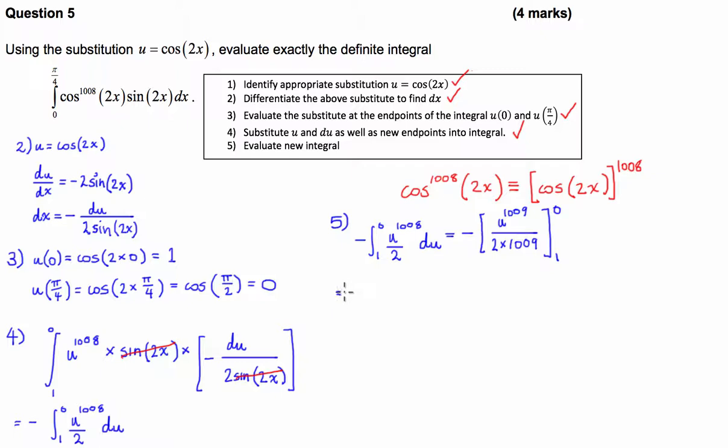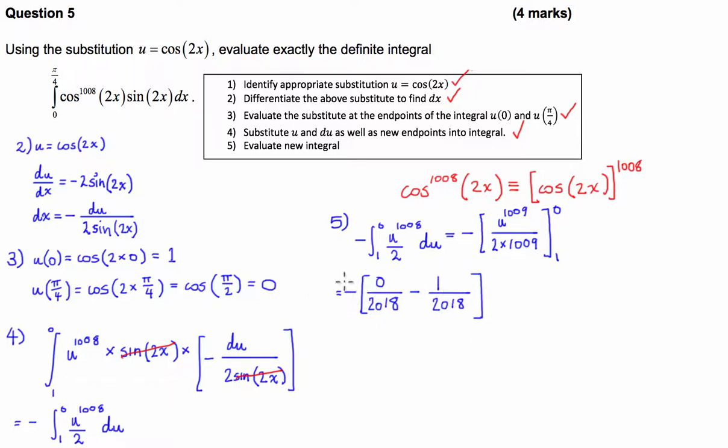We're going to keep our negative sign out the front. We've still got a square bracket because we have a definite integral. And now we're going to evaluate the integral at 0. So we have 0 to the power of 1009, which is still 0, over 2 times 1009, which is 2018. Not that it matters what the denominator is. Subtract, we're going to evaluate it at 1. So we have 1 to the power of 1009, which is still 1, divided by the same denominator, 2018. Close up our square brackets. Now what we can do here is we've got 0 minus 1 is negative 1 over 2018.